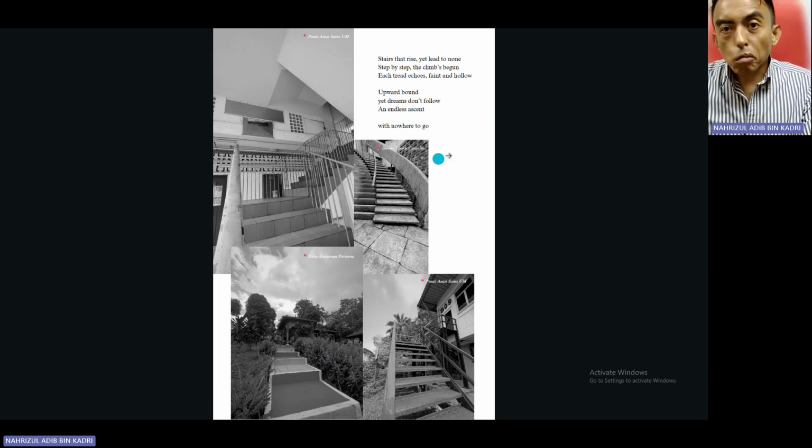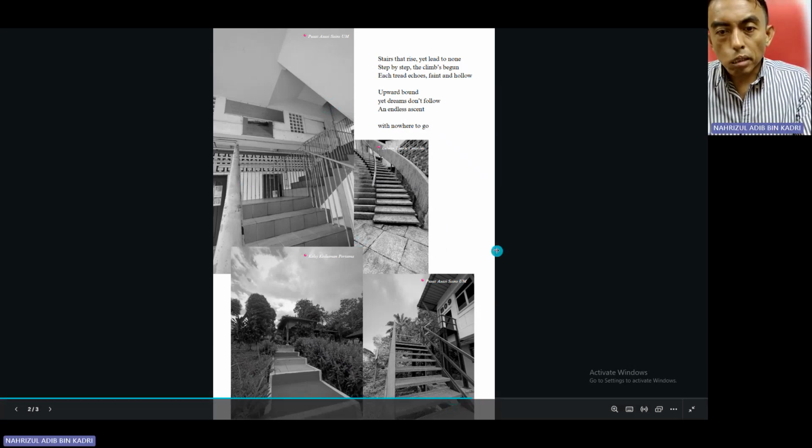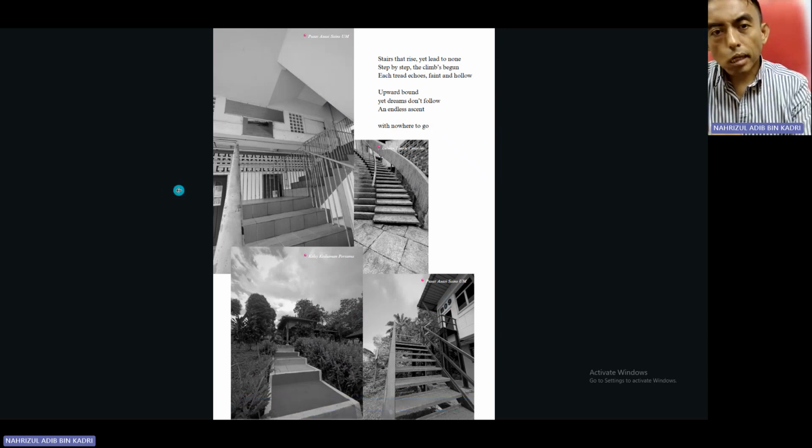For example, in this one, I asked it to write a poem about stairs that go nowhere. Because you see, stairs in UM are all over the place. Some of them you know where they go, but sometimes stairs can go anywhere. You don't have to know where it goes for you to use the stairs. So that's my message and that's the story.